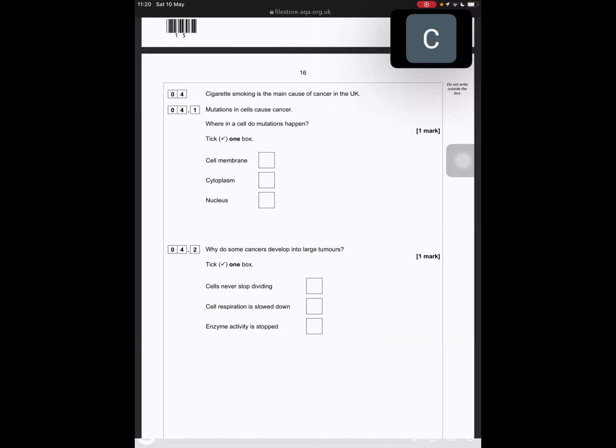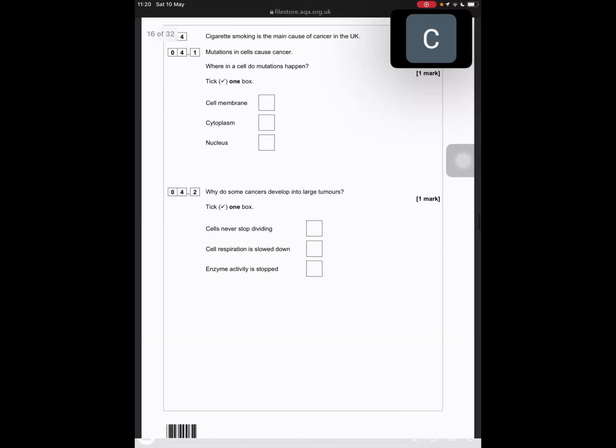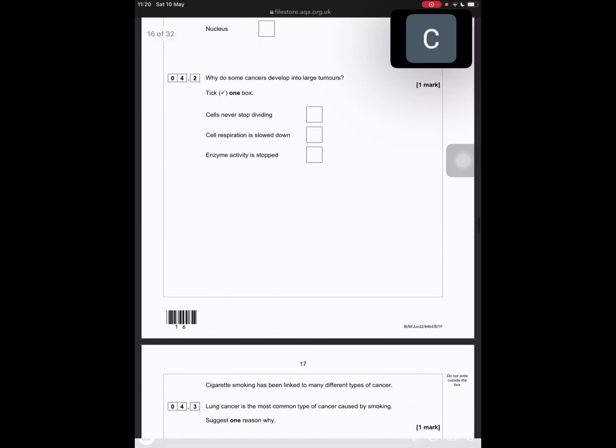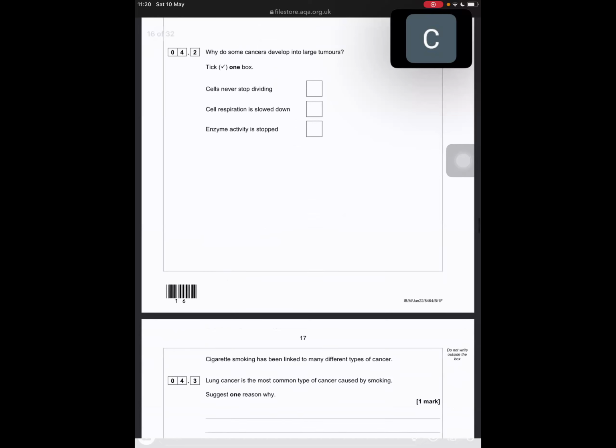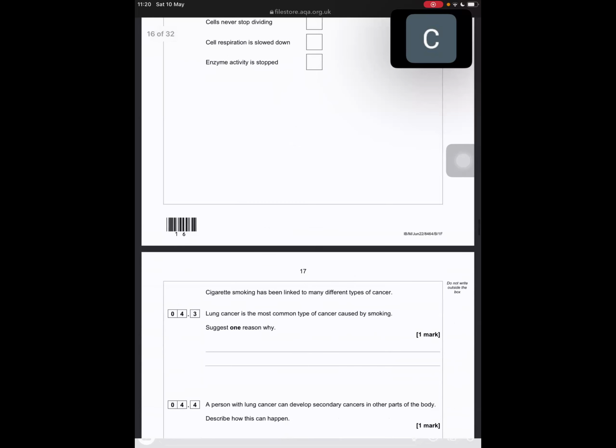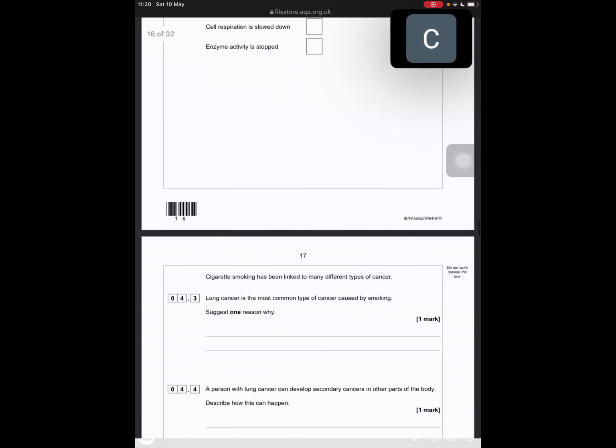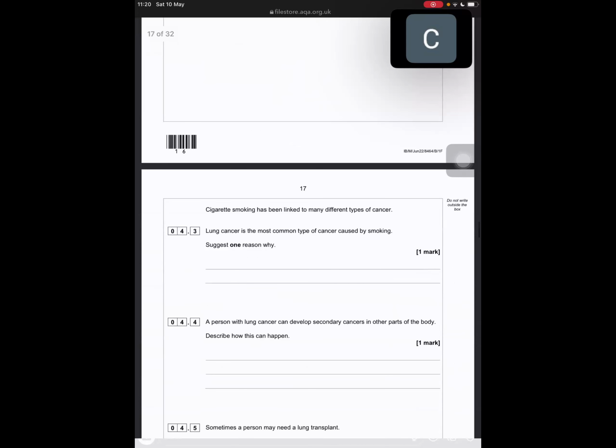Unless you want to check the marking scheme to be sure, but I'm sure of those two. Cigarette smoking has been linked to many different cancers, obviously. Lung cancer is the most common type of cancer caused by smoking. So that's one reason why.